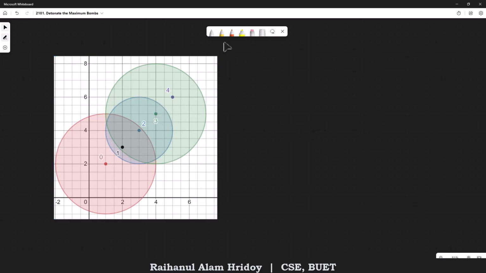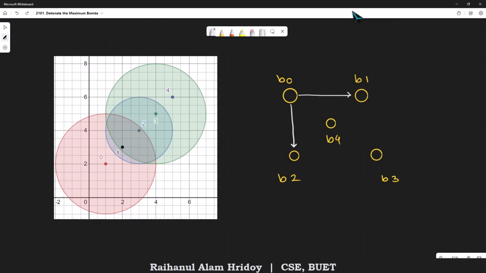But how does this happen? What is the relation? So we have bomb 1, and bomb 1 is 0, this is how they are marked. Detonating bomb 0 will first detonate bomb 0, and which other bomb will it detonate? This will detonate bomb 2. Bomb 0 will also detonate bomb 1, because it's in the radius.